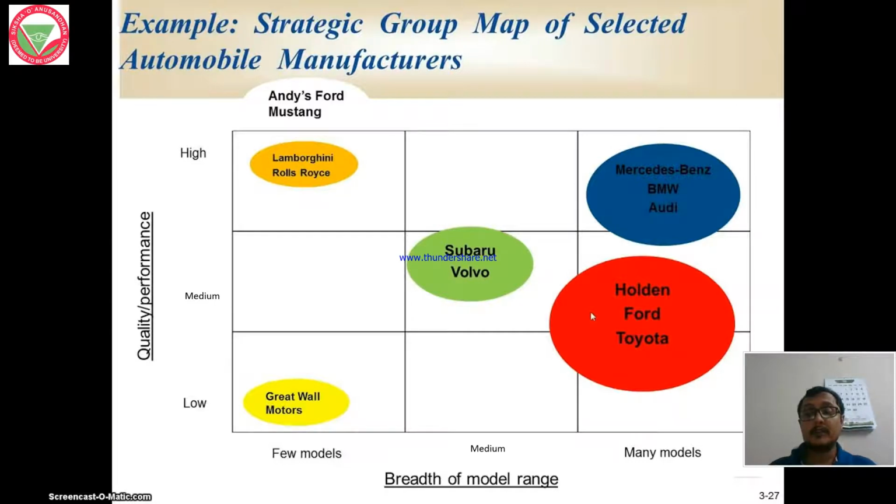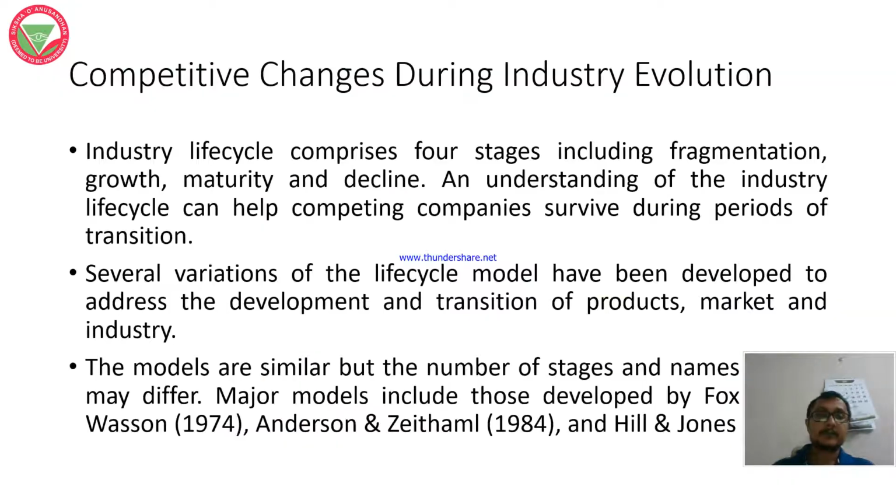That's their true potential. Similarly, how many models, that also affects. Few models means 1, 2, 3, 4, 5. That comes under few models. 6, 7, 8, 9, 10, that falls under medium range. 11, 12, 13, 14, 15, that falls under the many models range. So based upon these things, these strategic groups can be made.